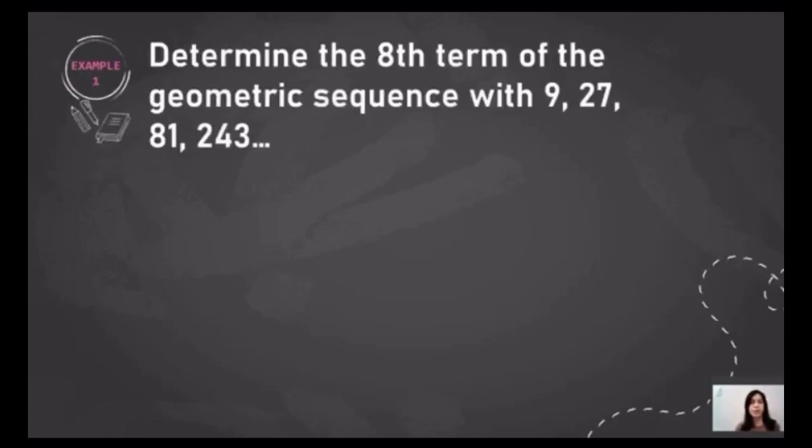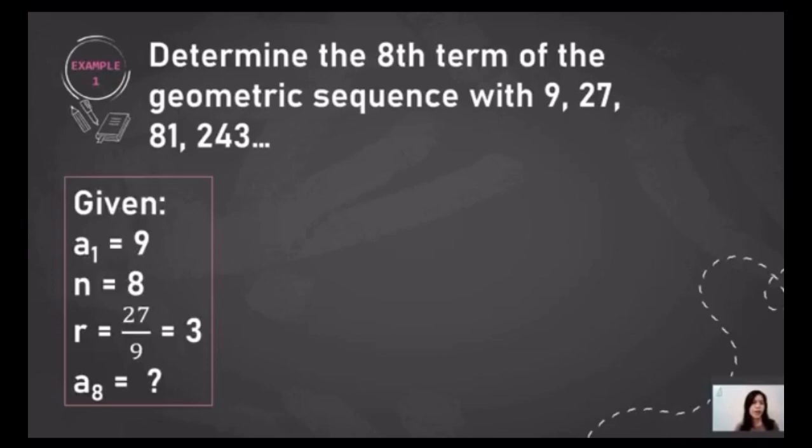Determine the 8th term of the geometric sequence with 9, 27, 81, 243, and so on. Again, let's start with the given. Our given are first term a sub 1 is equal to 9, n is equal to 8 because we are looking for the 8th term. Our r, common ratio, let's use 27 and its preceding term 9. So 27 divided by 9 is equal to 3, and then we are looking for the 8th term, so a sub 8.